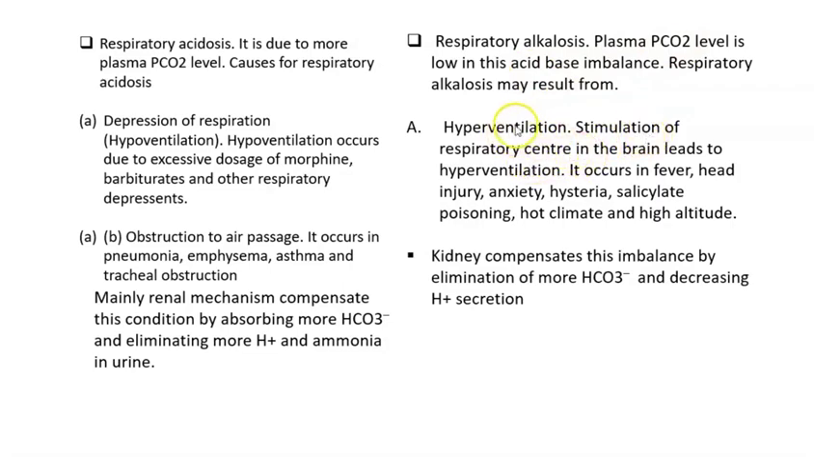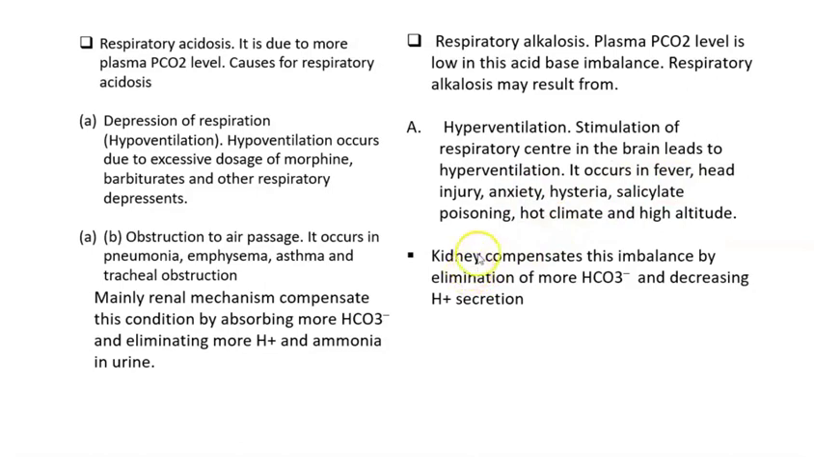The only way this can happen is when there is stimulation of the respiratory center in the brain, which can lead to hyperventilation. So hyperventilation doesn't just occur. It occurs by the respiratory center being stimulated to breathe faster. That's what leads to hyperventilation. And a disease condition in which hyperventilation can occur is in fever, head injury, anxieties, and all others. Okay?